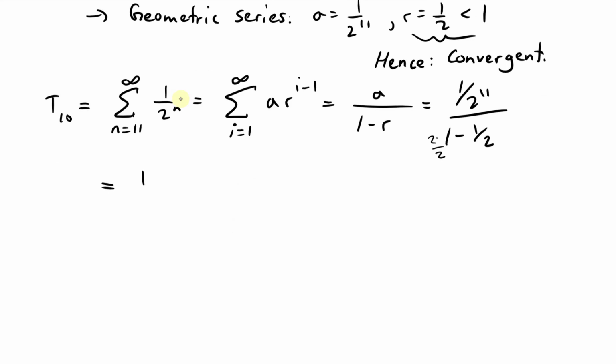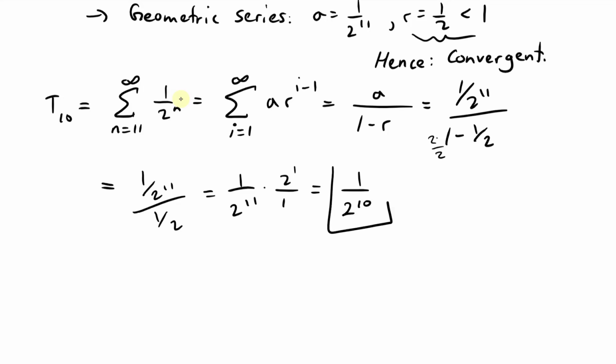1 over 2 to the 11 divided by 1 over 2. So I'm just going to move this 2 on top. So what we get is 1 over 2 to the 11 times, move this over 1, and this is going to be 2 on top, and this is 2 to the power of 1. We could just subtract these out, move it at the bottom. So this becomes 1 over 2 to the 10. Like that. Yeah, so that's the exact remainder of the comparison.